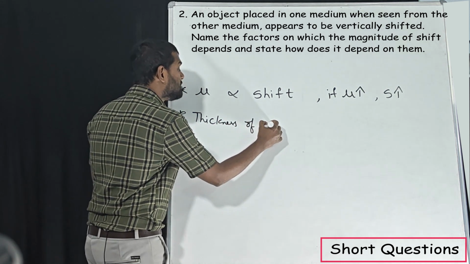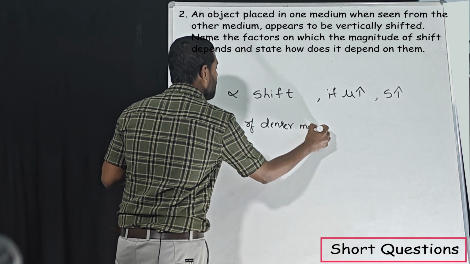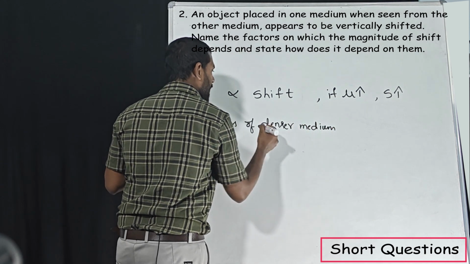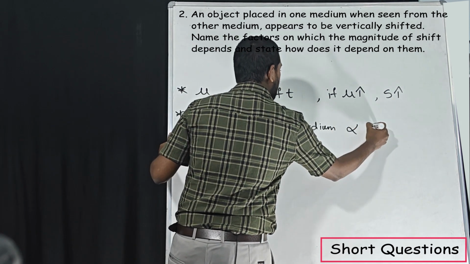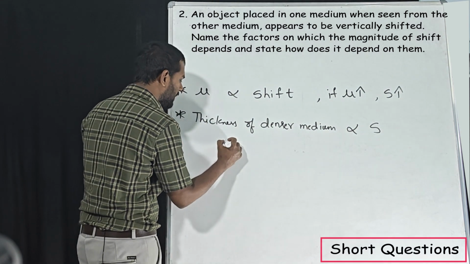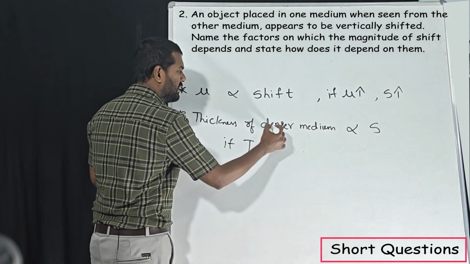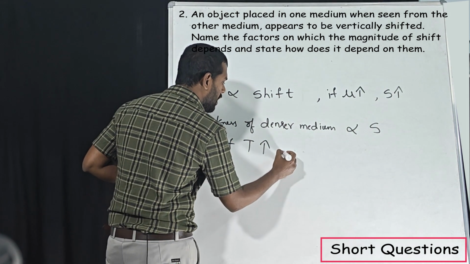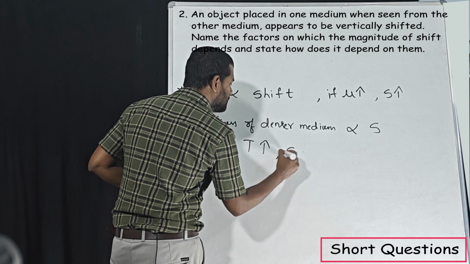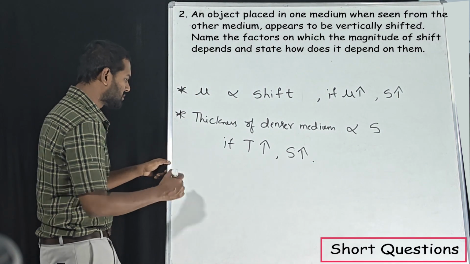Thickness of the denser medium, not any medium, thickness of the denser medium. Again, it is directly proportional to shift. That means if the thickness of the denser medium increases, shift also increases. That means they are directly proportional.